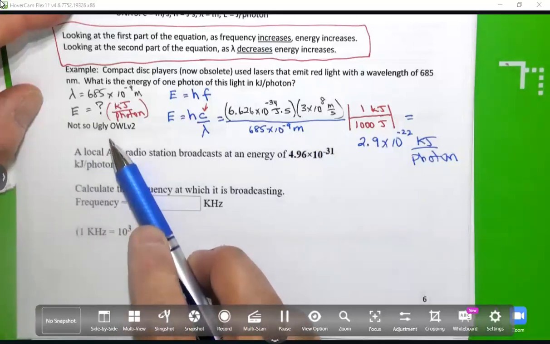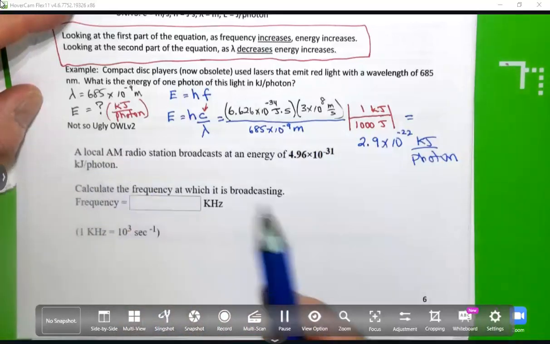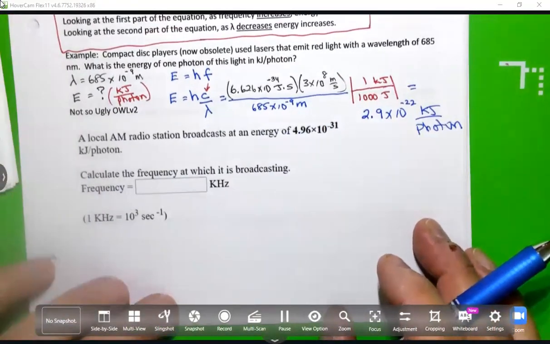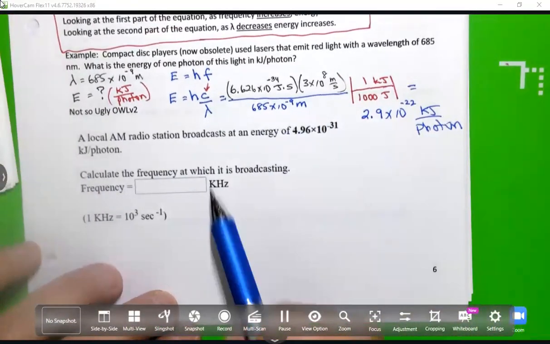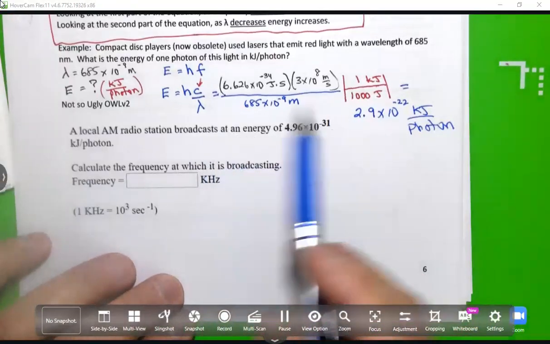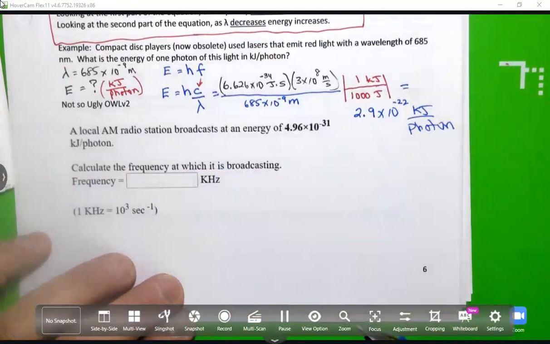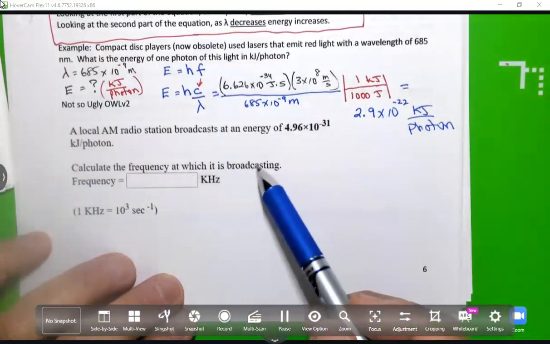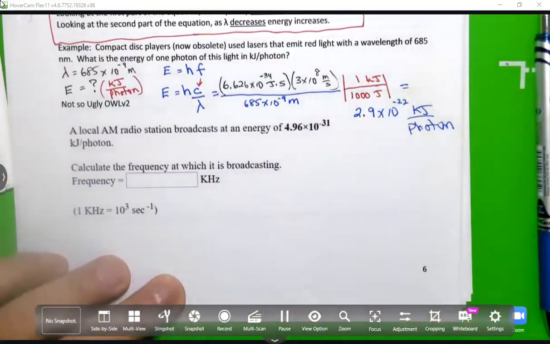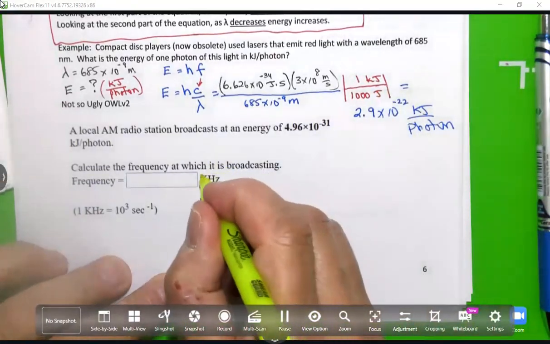Not so ugly owl, I've titled this. So this is a direct owl question. Doesn't seem too bad, but let's see if we can figure it out. A local AM radio station broadcasts an energy of 4.96 times 10 to the minus 31 kilojoules per photon. Calculate the frequency at which it is broadcasting. And notice my units need to be in kilohertz.